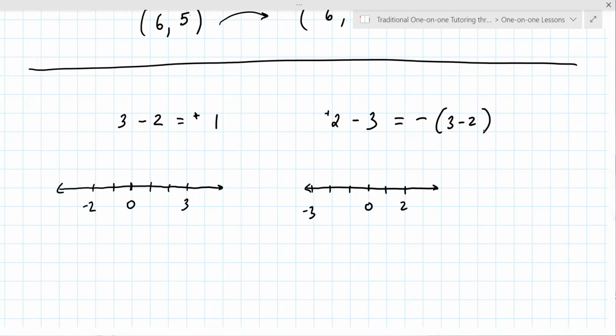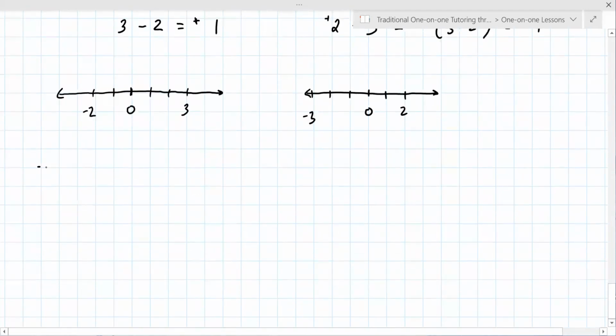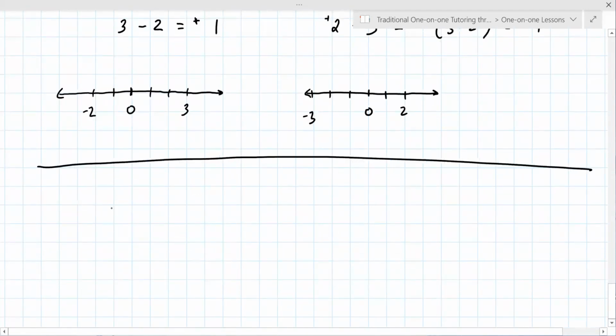Okay. So what is 3 minus 2? 3 minus 2 equals 1. Right, and then the negative comes with it. Okay, so again, this is just review.